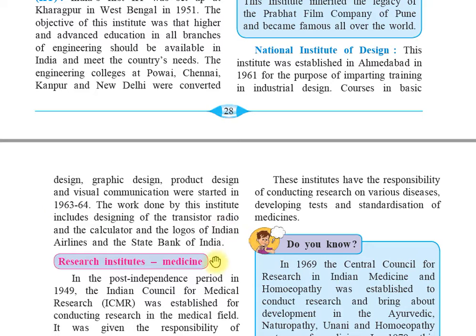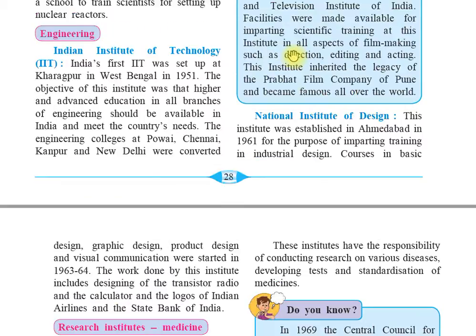Logos of Indian Airlines and the State Bank of India. You know, our State Bank of India has also got a logo. So all that was designed by the National Institute of Design.